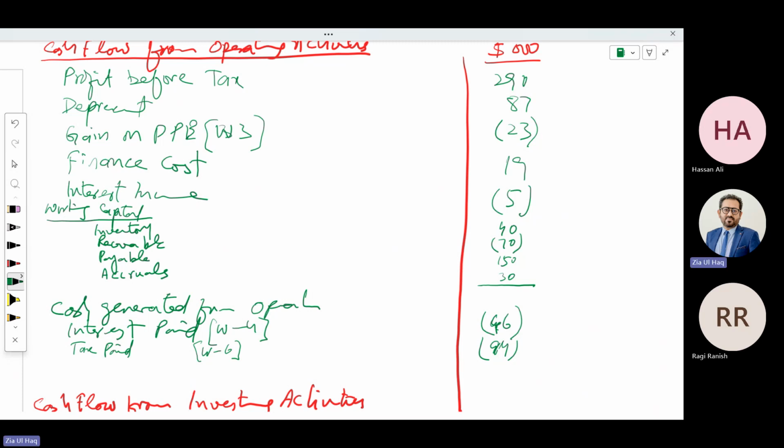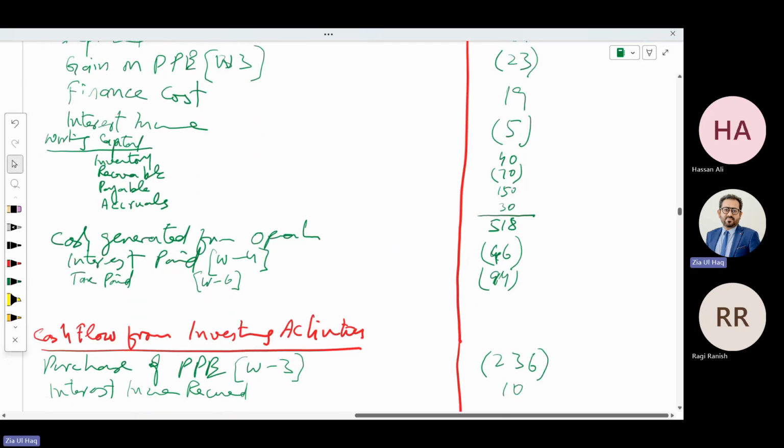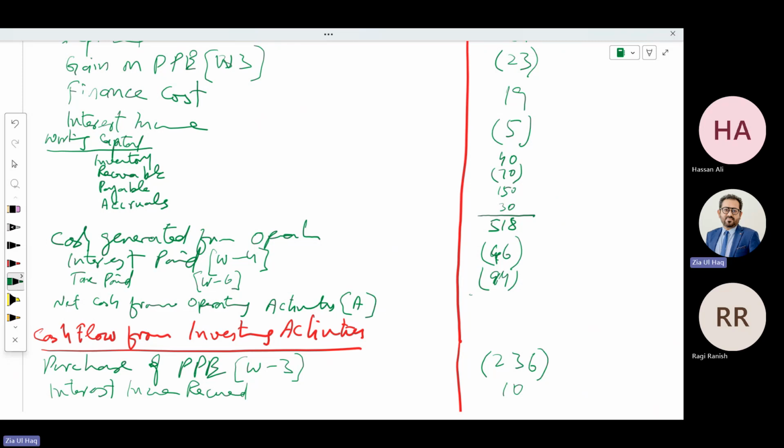518. If we deduct this, we can find net cash from operating activities. 378. That is A. How much? 378. It's 94, right? Yeah, 94, 46 and 94.